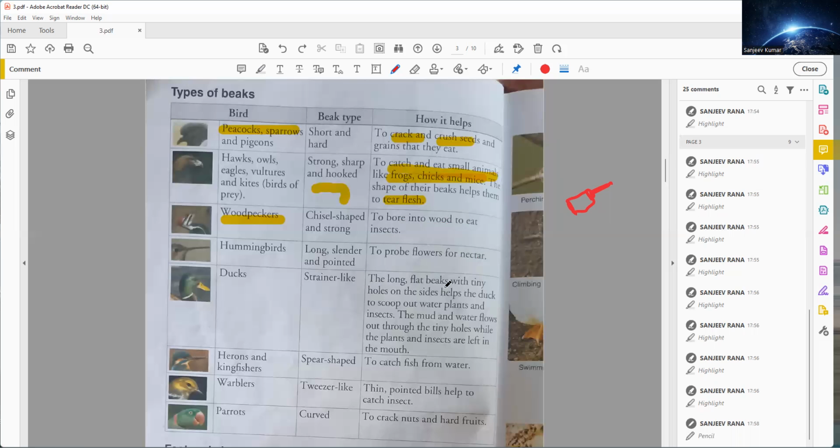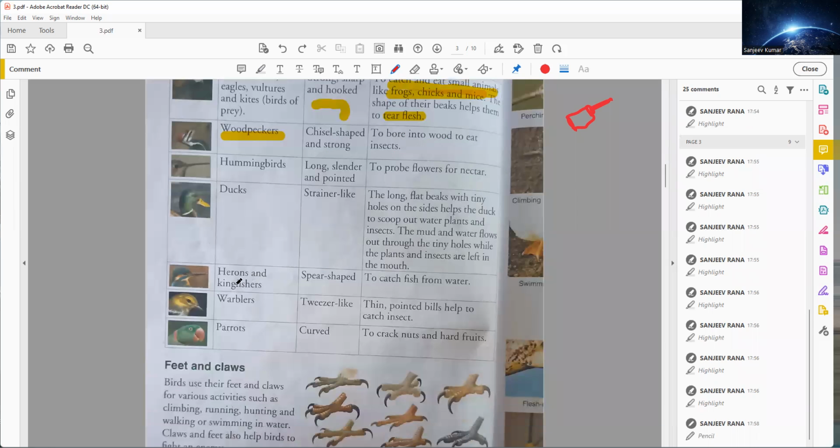So there is a long flat beak with tiny holes on the sides which help the duck scoop out water plants and insects. Think of it as a sieve, okay? The mud and the water flow out through the tiny holes while the plants and insects are left in the mouth. Understood? So it acts as a strainer. Strainer means like filtering, that is what its beak section will be like.